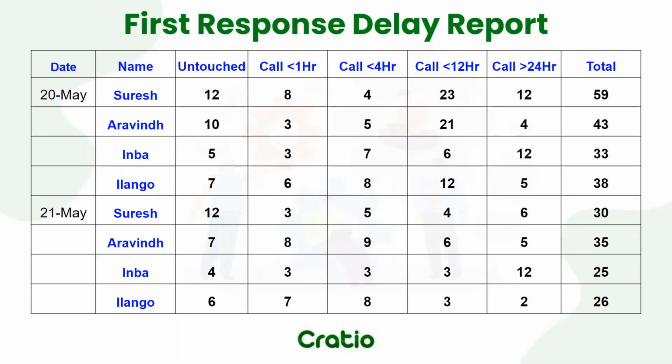The first report is called the first response delay report. See, somebody gives you an inquiry. If you can call him immediately and give him some response, the probability of closing that inquiry is very high. So this report shows you the time delay in taking the first response or responding back to the client. Let's say I give an inquiry by 10 o'clock, and your team is calling me after 5 hours. It will show you clearly how many sales leads are assigned to a salesperson and how many leads he has addressed within 1 hour, within 4 hours, 12 hours, more than 24 hours. It will also show you how many leads are untouched.